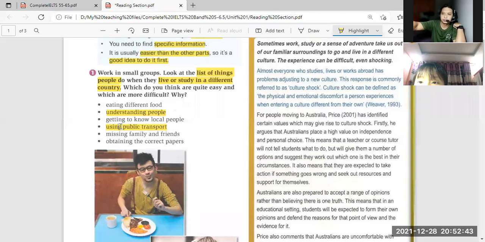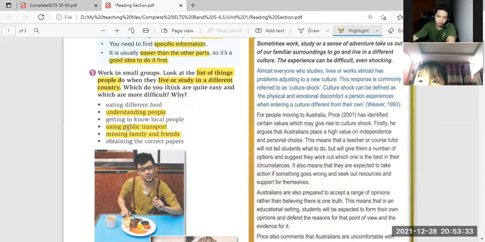Missing family and friends. Missing? Don't. Missing family and friends. Do you think it's easy? Yes. Okay, now tell me, why do you think understanding people is quite easy? Because if you know the language, you can understand people easily. All right, very good. So if you want to understand people, make sure you understand the language. You can speak their language, so you can communicate with them or talk with them very easily, right? Yes. Very good reason.